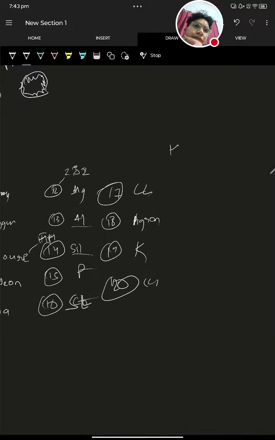Hydrogen, if it is 1, this is protium, then deuterium, then tritium.